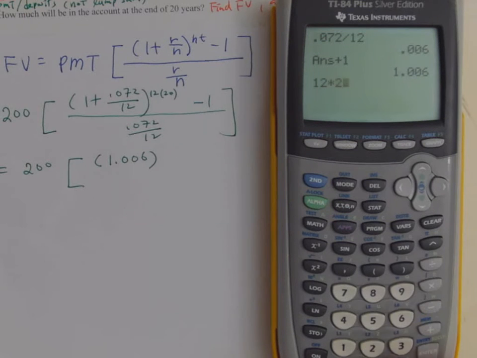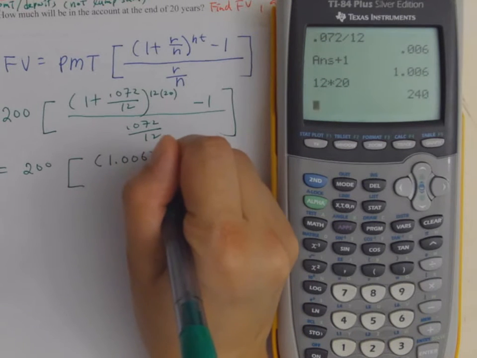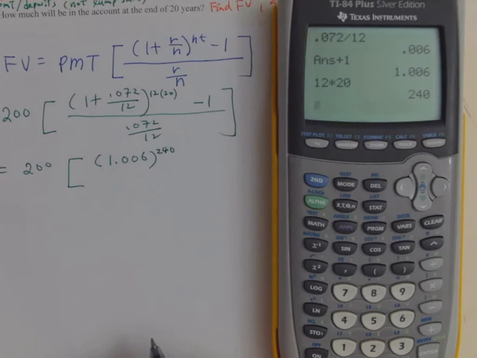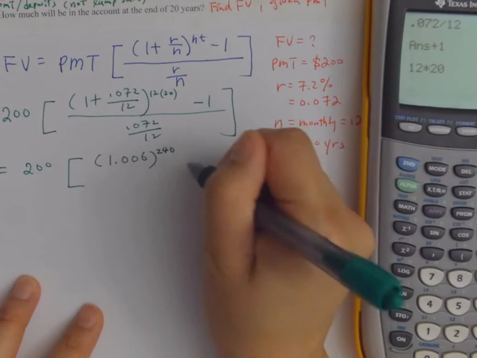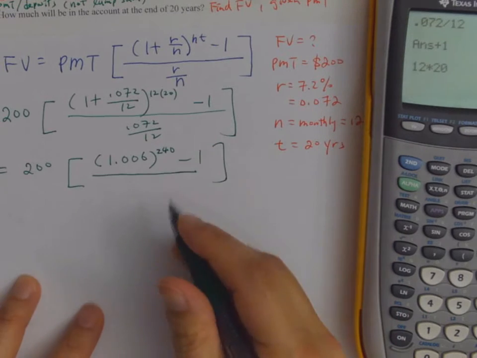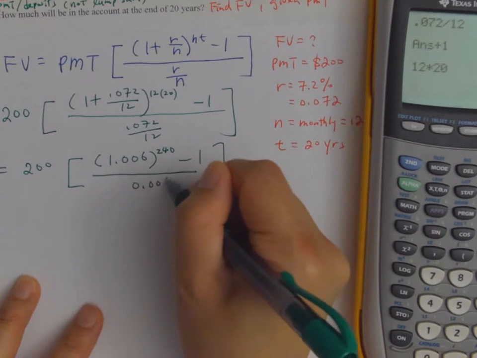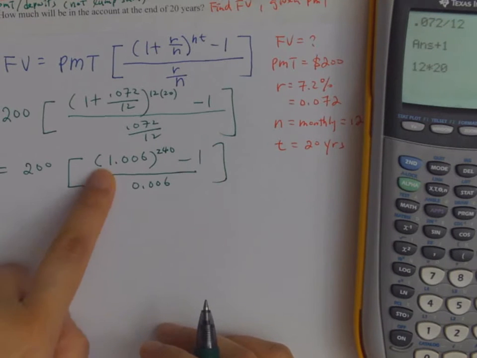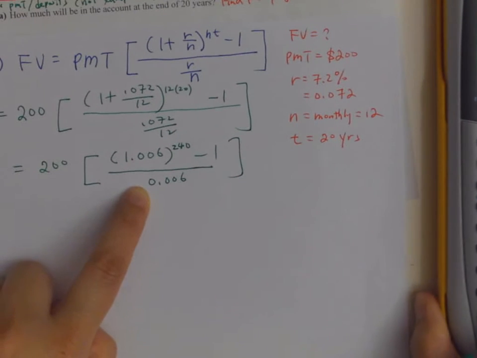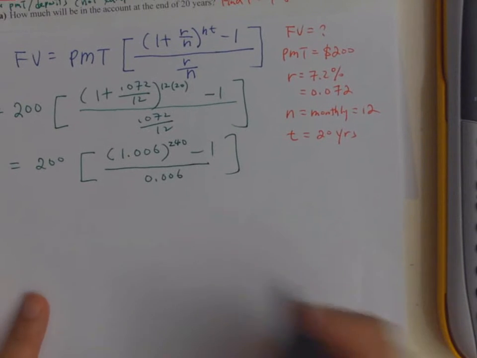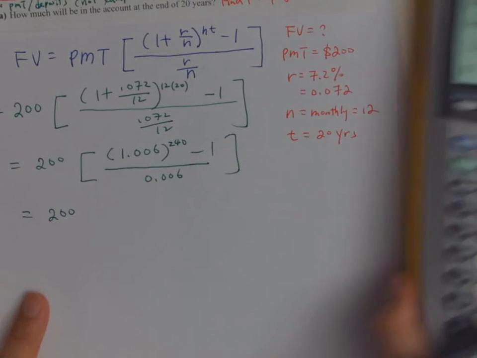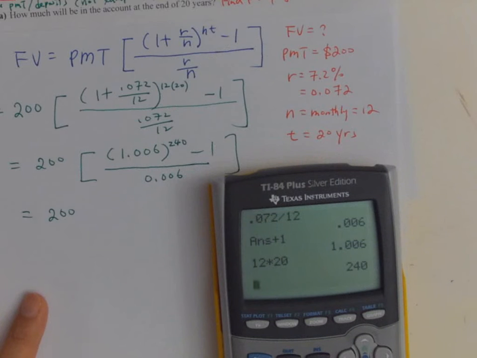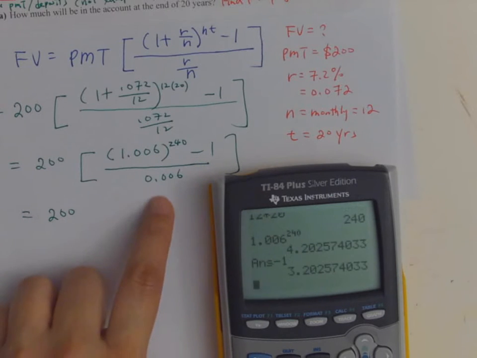12 times 20 means I have to compound this 240 times, or this person will make 240 payments totally. Subtracting 1 at the bottom, 0.072 divided by 12 is 0.006. So earlier I made the mistake and put 1.006, and I can tell the answer is not correct because it wasn't reasonable. So next I'm going to do 1.006 raised to my 240 power, enter.